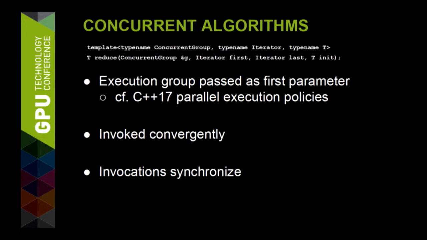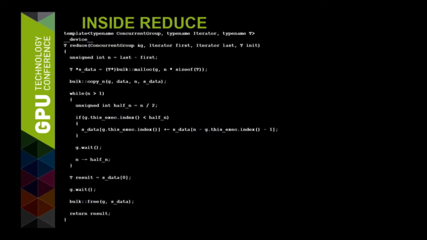Basically, when we call these concurrent algorithms, as a programmer, we're asserting that all of these different agents in this group token that I'm passing you are calling that algorithm concurrently. So we're all entering concurrently and then exiting concurrently. There's an implicit barrier that happens before we return from this reduce. So the invocations synchronize, which makes it fairly easy to use these algorithms.